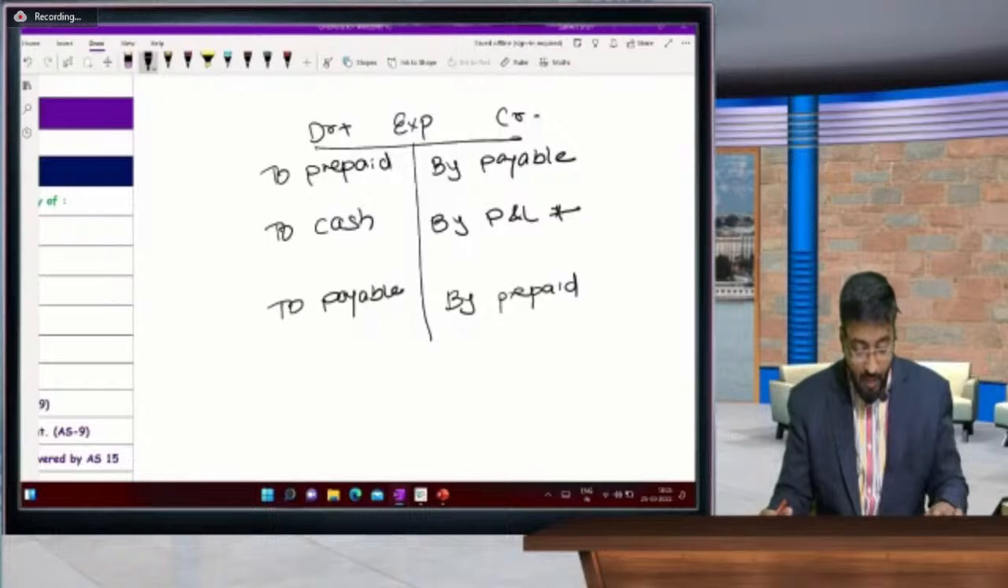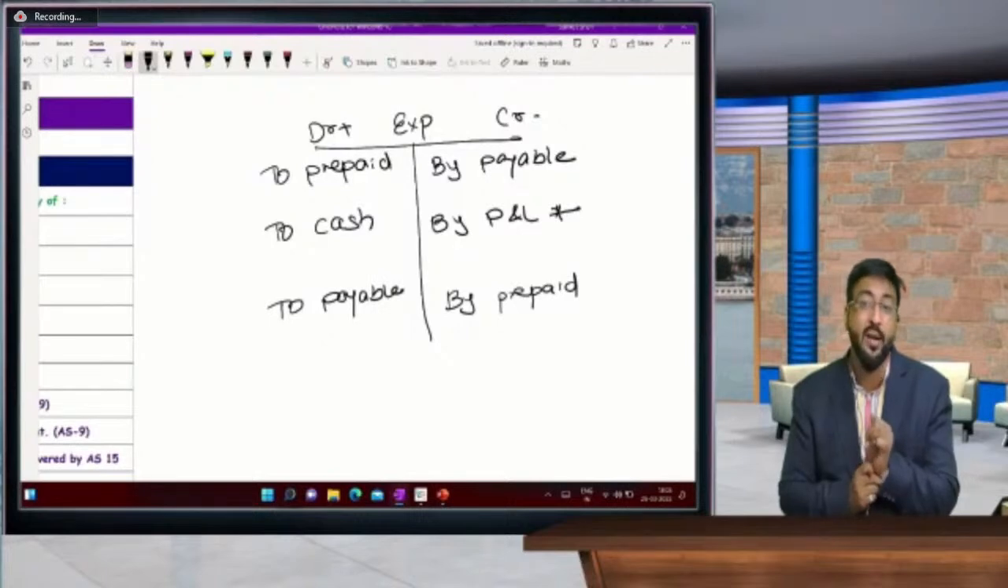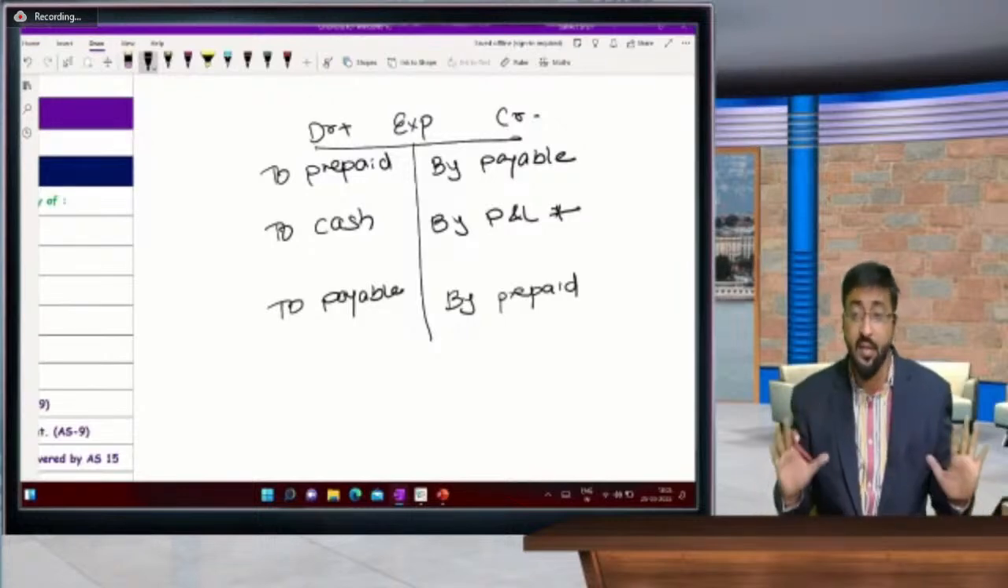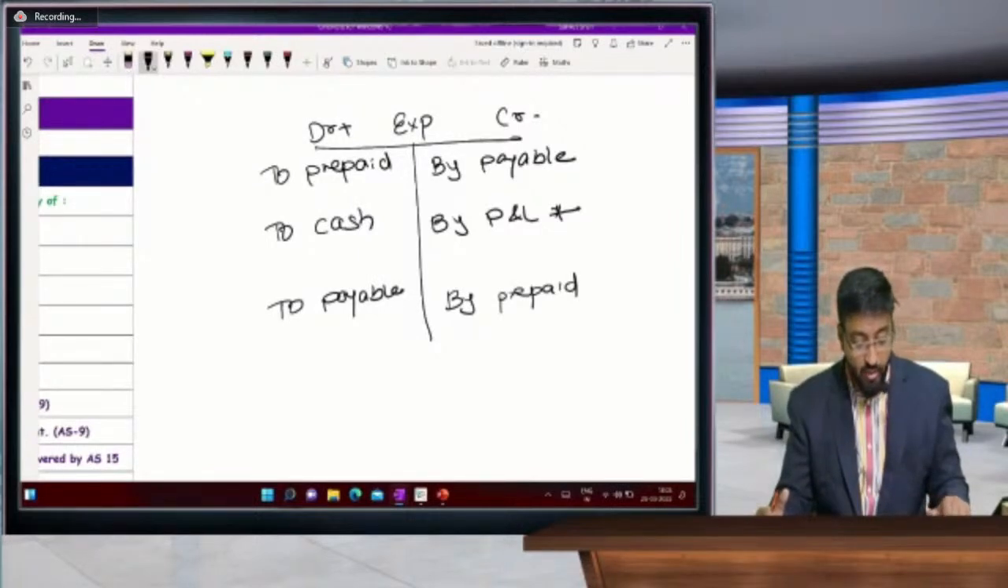I hope now you are clear with these entries, and friends, ledger accounts are very, very important. Please make sure that every time while revising all these concepts, you revise all these entries daily, basically 10 to 15 minutes, all these ledger account proformas. Okay, so now we are going to start a very important chapter, that is investment account.